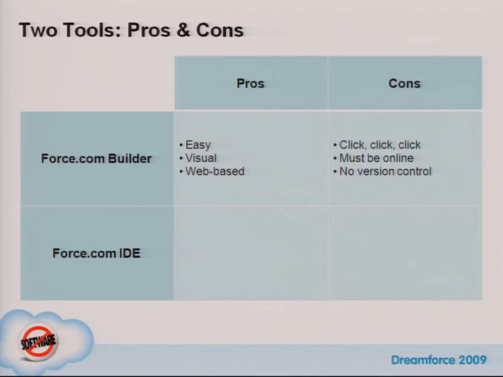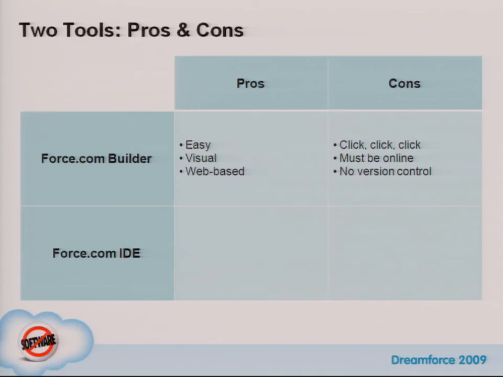Some of the cons. There's a lot of clicks, right? Especially, you'll notice that when we did it, it's fine. When you start creating 30 custom fields that are all the same, you'll be clicking next, next, next, new, next, next, next. You have to be online. So the Force.com builder is wonderful when you're on the internet. We run into a little more problems when you're not. There are tools like offline edition and other things, but when you're building your application, you obviously need an internet connection. And there's no version control.